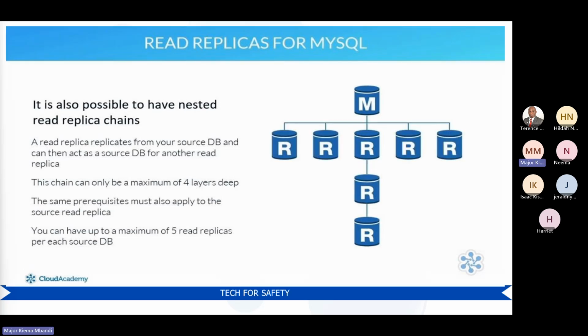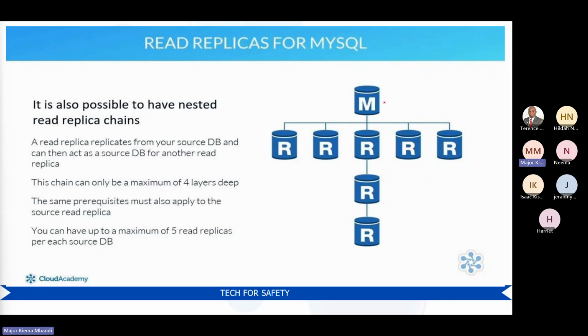It's also possible to have nested read replicas. A read replica replicates from your source DB and then acts as a source DB for another. So with nesting, say you have 5 read replicas, and then this one serves as a source to the read replica in the next level, and also this serves as a source to the read replica in the next level. This chain can only have a maximum of 4: 1, 2, 3, 4. The same principle must also apply to the source, which must have a maximum of 5 read replicas per source DB.